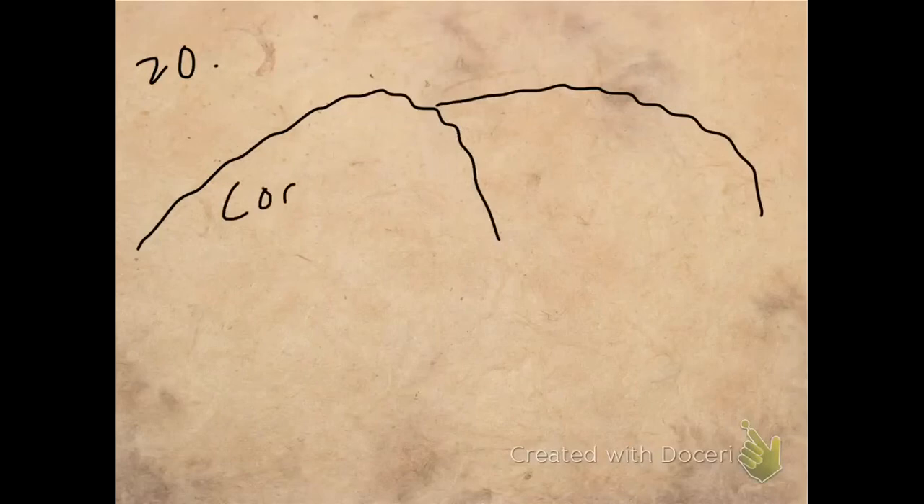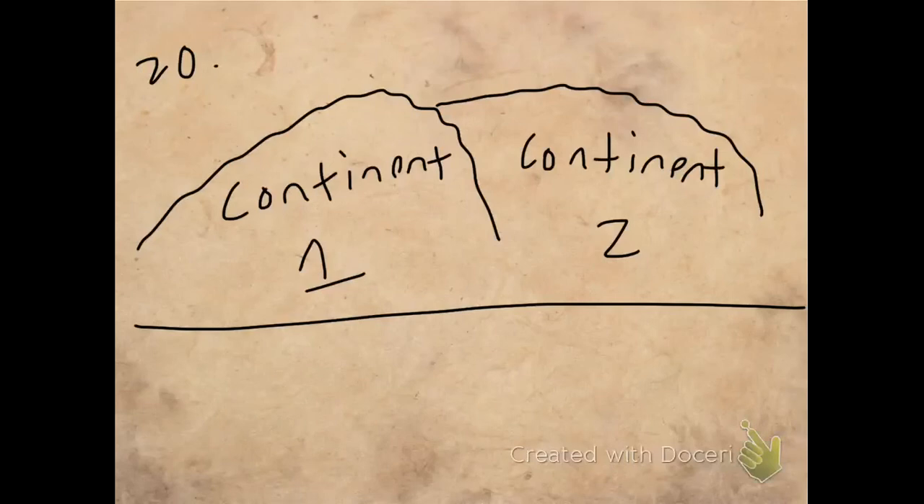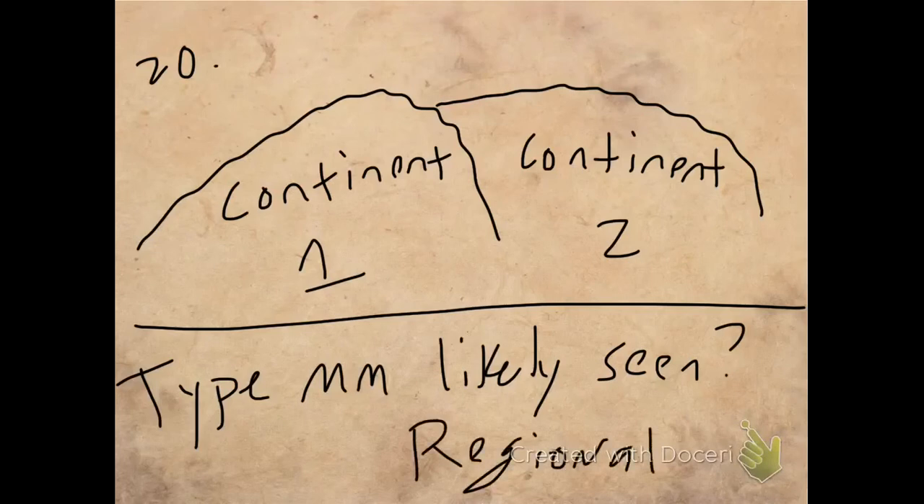And finally, question number 20, we're going to have 2 continents, continent 1 on the left and continent 2 on the right, which are colliding or have collided in the past. And the ultimate question in the metamorphic rock chapter here at the end is, what type of metamorphism are you likely going to see there? And the answer to that question is regional metamorphism. So this now concludes the end of our Chapter 7 review session.